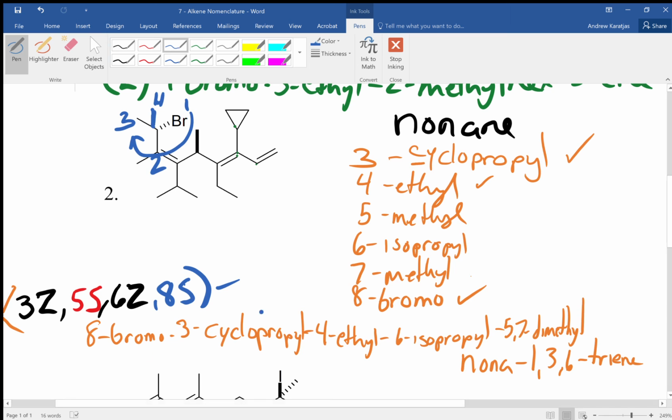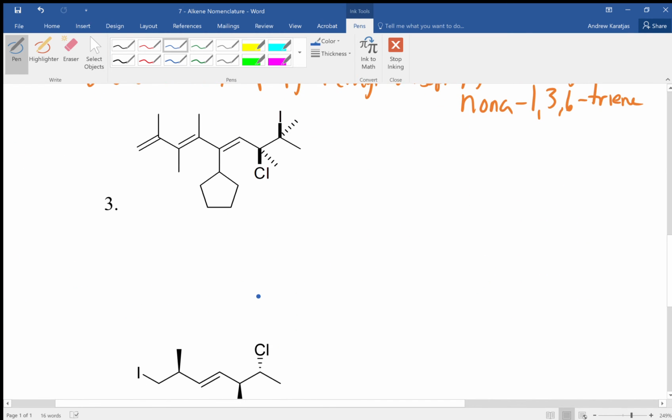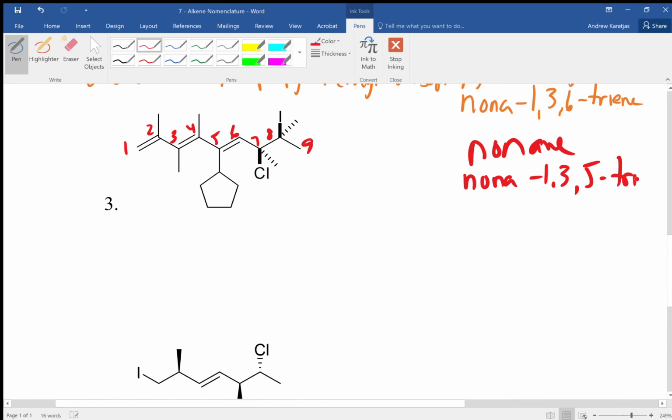As we move on to number 3, we're going to do the same thing. So our straight chain here, longest chain, goes right down the middle. And we can see with the alkene at one end, we need to go left to right. So this is again going to be nonane. And more specifically, nona-1,3,5-triene.